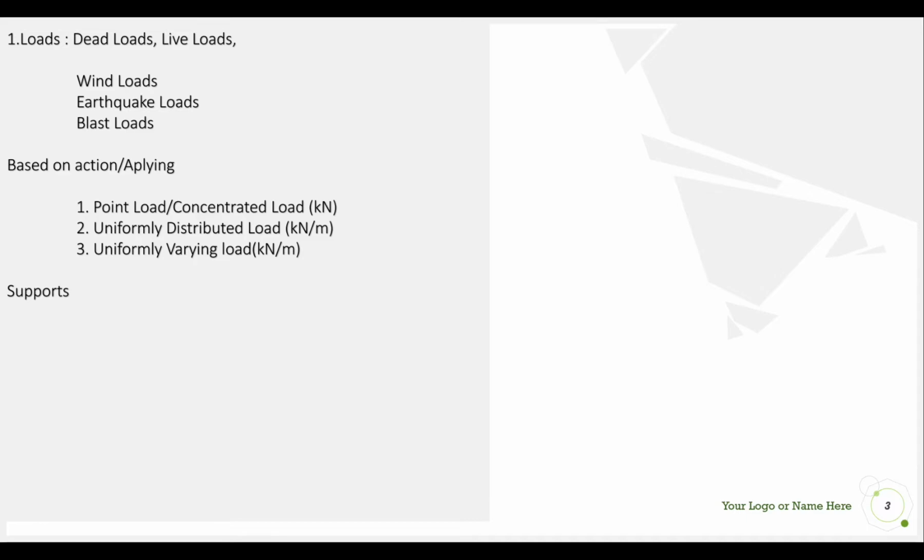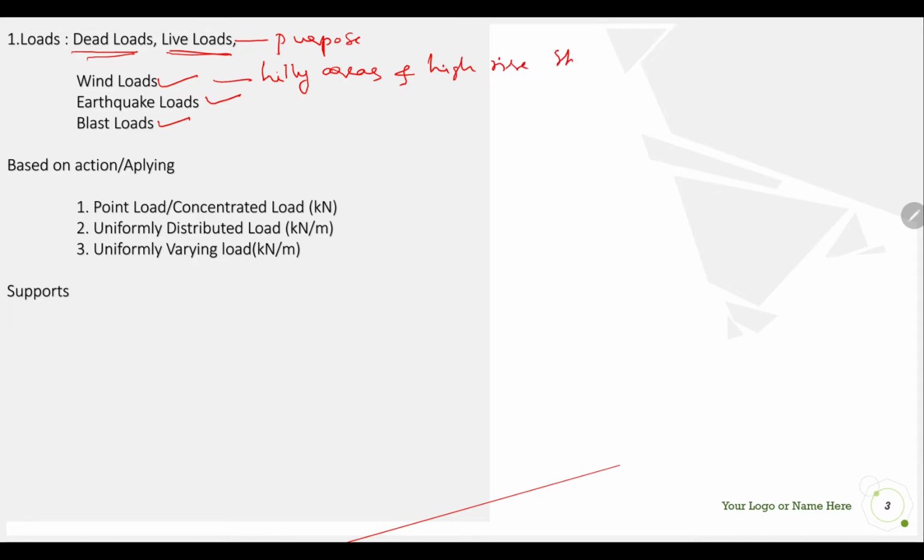We have studied different types of loads coming on the building, like dead loads, live loads, wind loads, earthquake, blast loads. Dead load is the self-weight of the structure itself, live load is based on the purpose of the building, whether it is residential, industrial or anything like that. And then we have wind loads if you are going for hilly areas or if you are going for high-rise structures. So where the wind speed is more, there we need to go for wind load design.